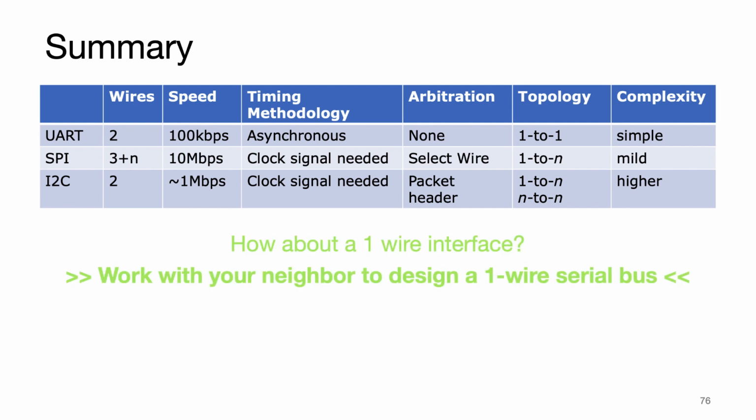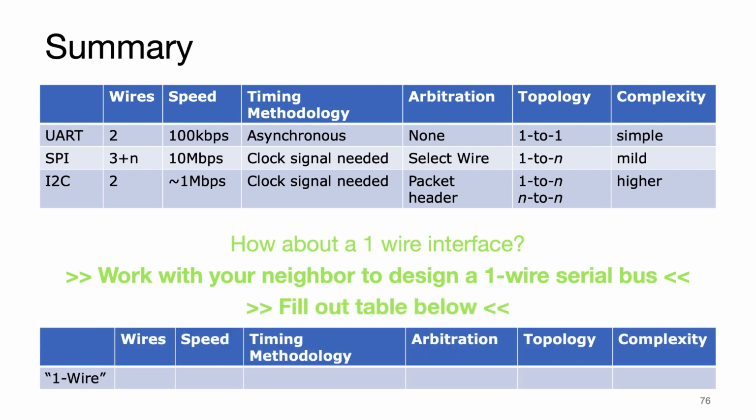All right, so we don't have a Gradescope for this module, which is fine, but I wanted you to think about what other kinds of interfaces there could be. How about a one-wire interface? What would that look like? How would you design or even think about a one-wire interface?